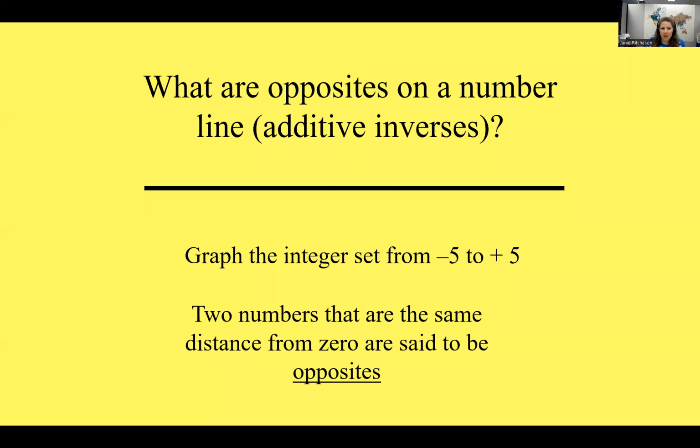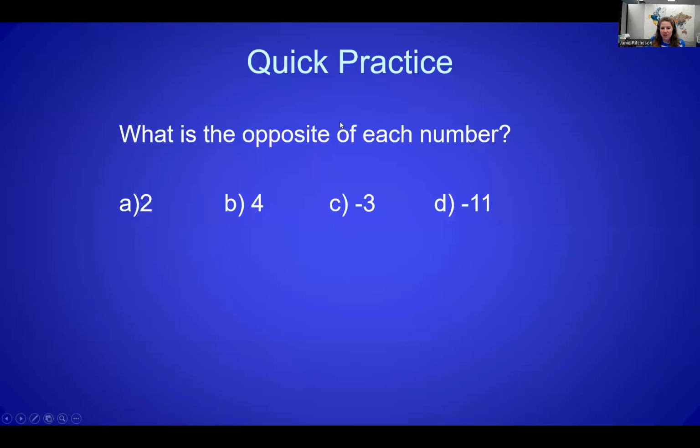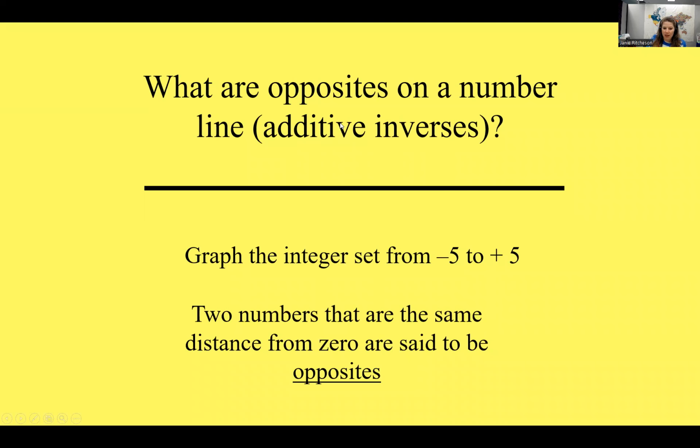Okay. All right, so what are opposites on a number line? Opposite numbers are also called additive inverses. Okay, so it says graph the integer set from negative 5 to positive 5. So if I put 0 in the center, I have 1, 2, 3, 4, 5. Now 5 is 5 spaces away from 0. So what other number would be 5 spaces from 0?